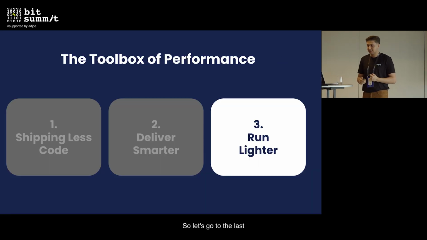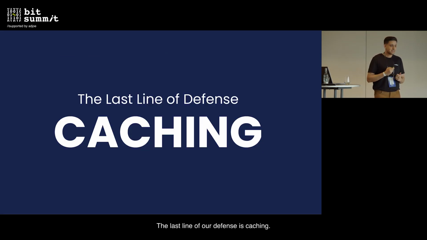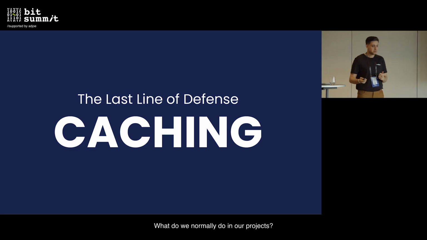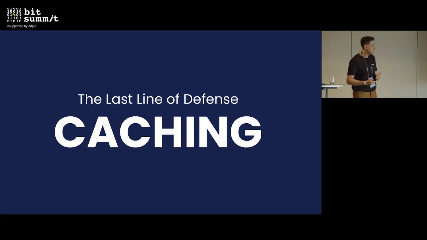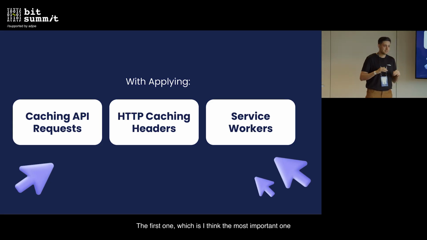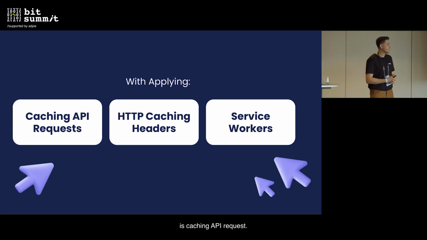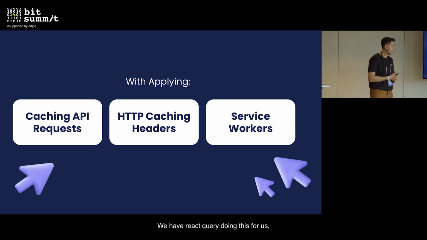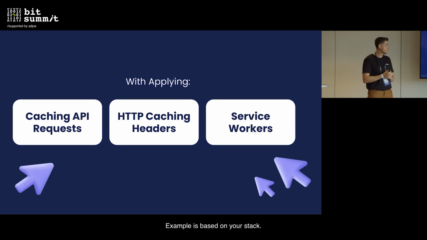So let's go to the last chapter, running lighter. The last line of our defense is caching. What do we normally do in our projects? I divided it into 3 main pieces. The first one, which I think is the most important one, is caching API requests. We have React Query doing this for us, but it can be different examples based on your stack.